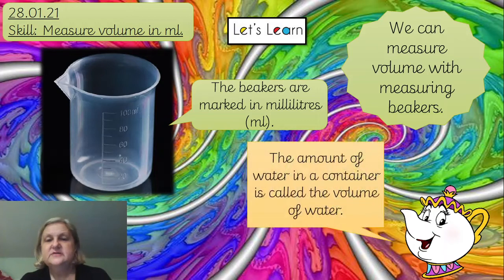Okay, so the amount of water in a container is called the volume of water. So the space that water is taking up is its volume. So we don't get a ruler out and measure it with a ruler. It's not a ruler line on there. It's the space that water is taking up. Because it's taking up a 3-dimensional space, volume is a 3D measurement. And so it's measured in milliliters in there.